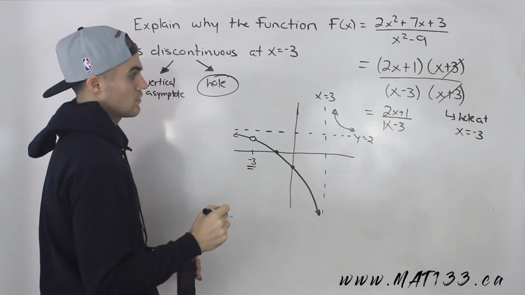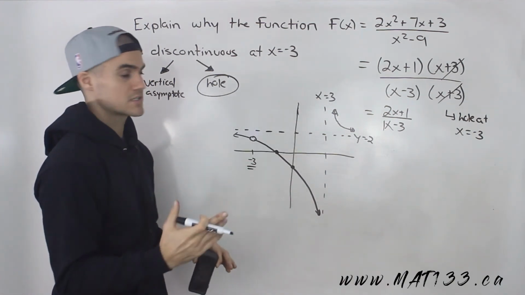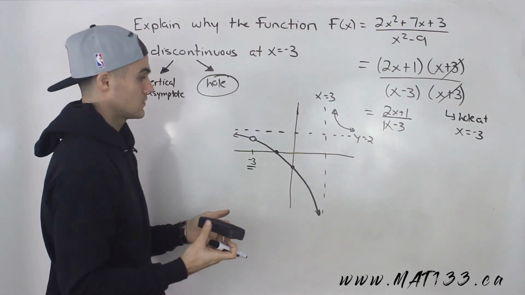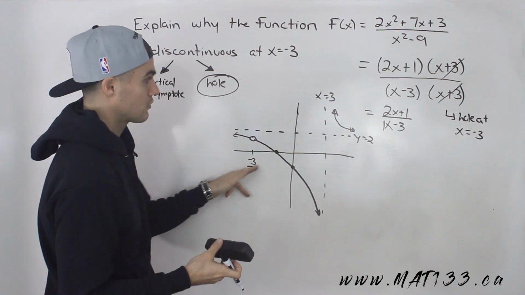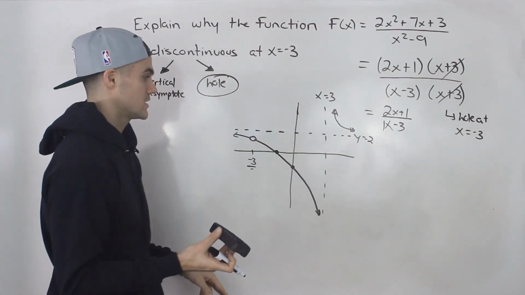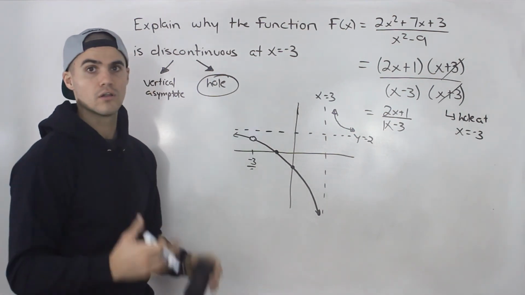So make sure that if you're given a function, and they're asking for where it's continuous, where it's discontinuous, first off, you know where it's discontinuous. It's discontinuous when x is negative 3 and x is equal to 3, and then also why it's discontinuous. At negative 3, there's a hole. At an x value of 3, there's a vertical asymptote.